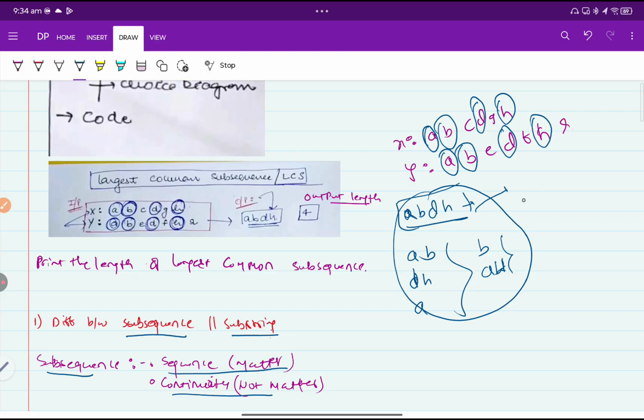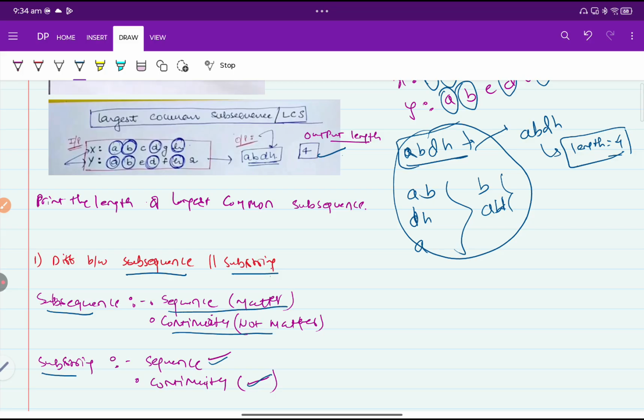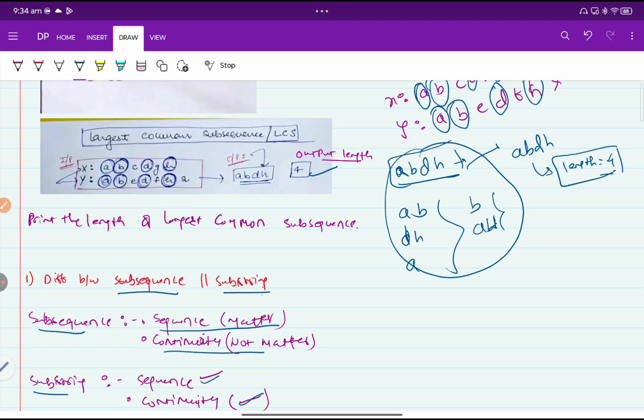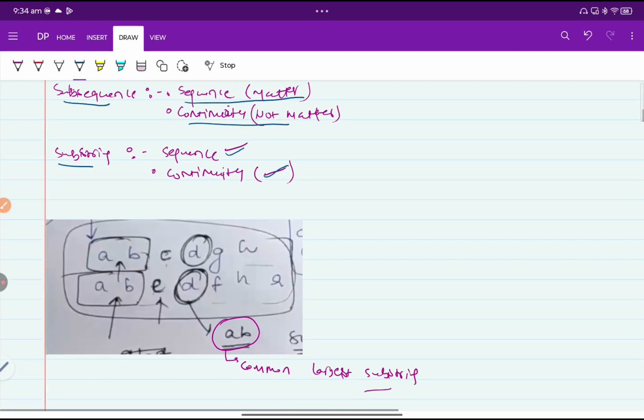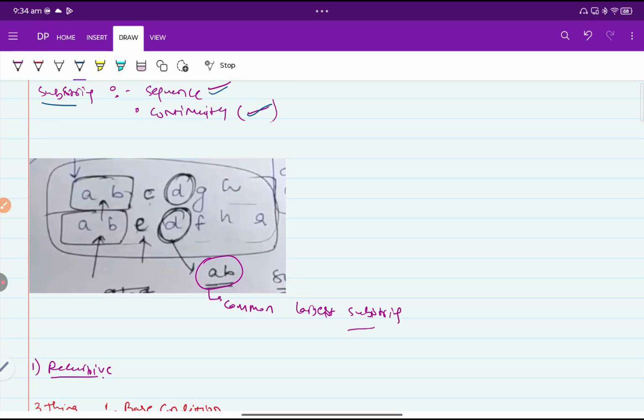So which one is that? The a b d h, and its length is equal to 4. At this time I have to return only the length of the longest common subsequence. That's why the output is 4. So we print the length of the longest common subsequence. Understand the problem statement and what it wants to convey.